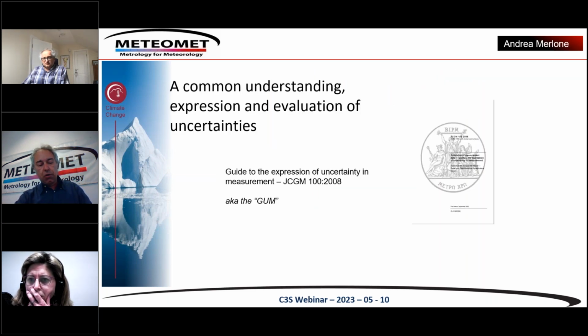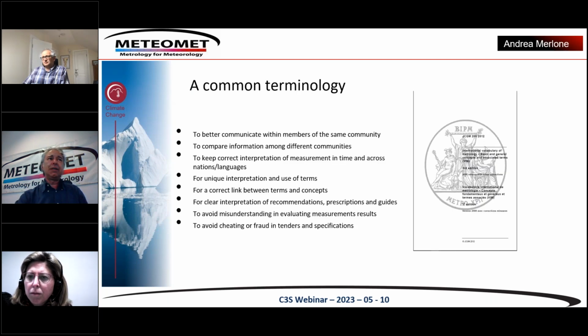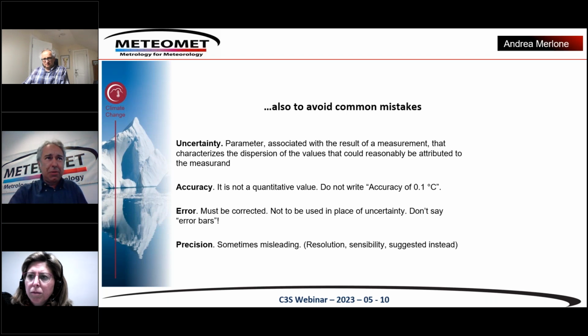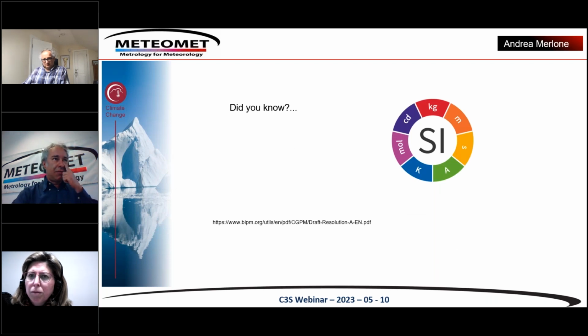Metrology also publishes and updates key documents like the evaluation of uncertainty and also the vocabulary. We absolutely need a common terminology to better communicate within and among communities, and for a unique interpretation of terms, adopting a single language. There are so many problems, even in tenders, even in misunderstandings. And also to avoid common mistakes. Just have a look at this. For example, I don't like the term precision and never use the term error bars. There are uncertainties.